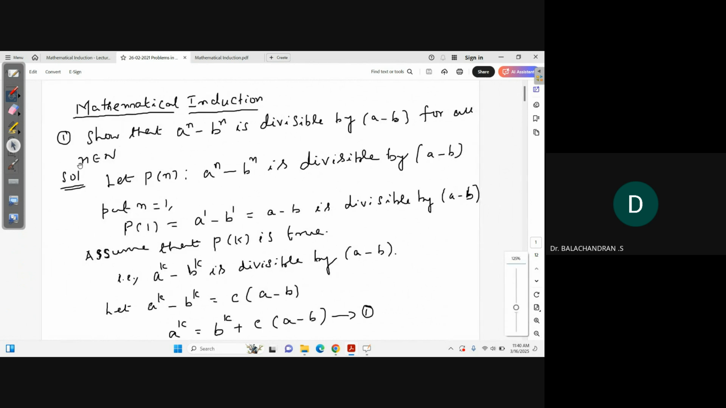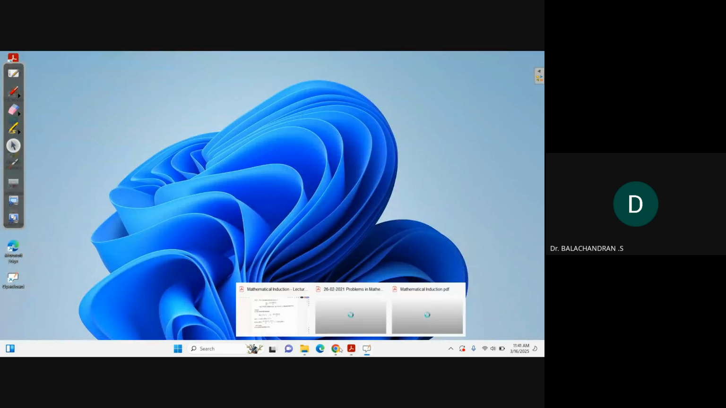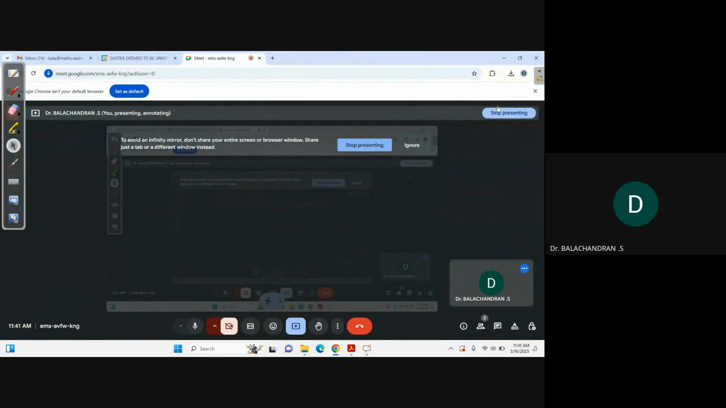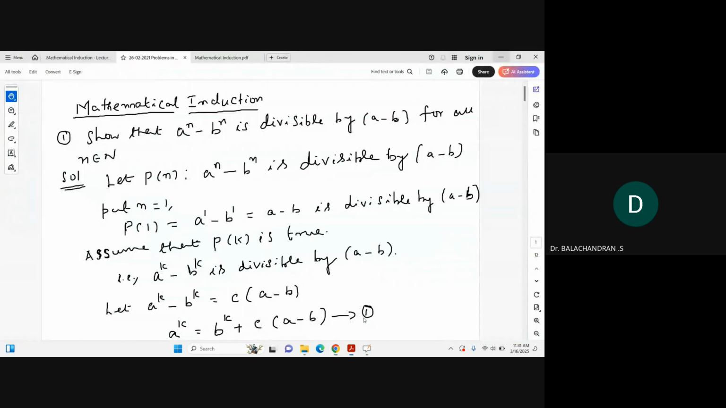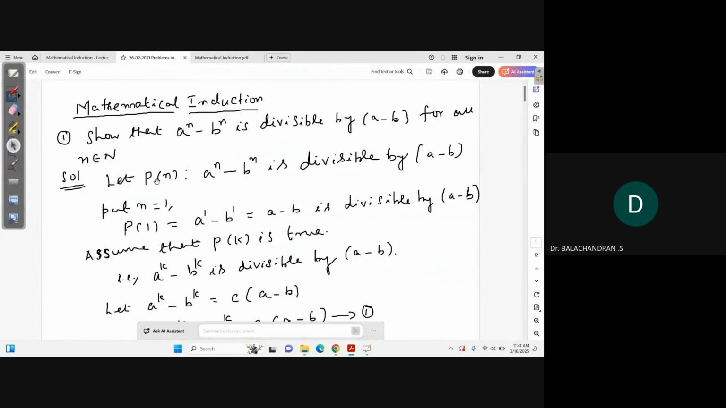Show that a power n minus b power n is divisible by a minus b for all n belongs to capital N. So let us take p of n. What is p of n? p of n is a power n minus b power n is divisible by a minus b. Put n equal to 1.